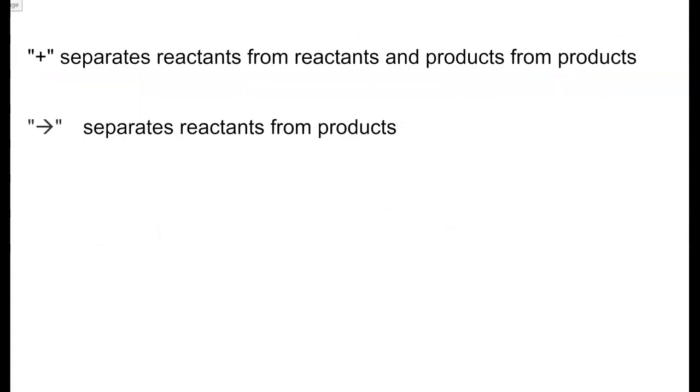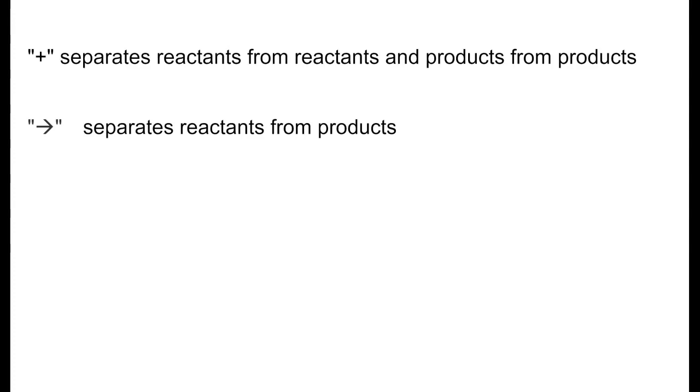And then the next thing we're going to talk about is that a plus symbol separates reactants from reactants, and products from products. So a plus symbol separates the reactants on the left, and I could have more than one plus sign. Normally it's just one, sometimes there's more. And on the right, I could have a plus sign that separates the products. And then what separates the reactant side, as you saw on the last slide, from the product side is an arrow. So an arrow separates reactants and products, and pluses separate reactants from reactants and products from products.